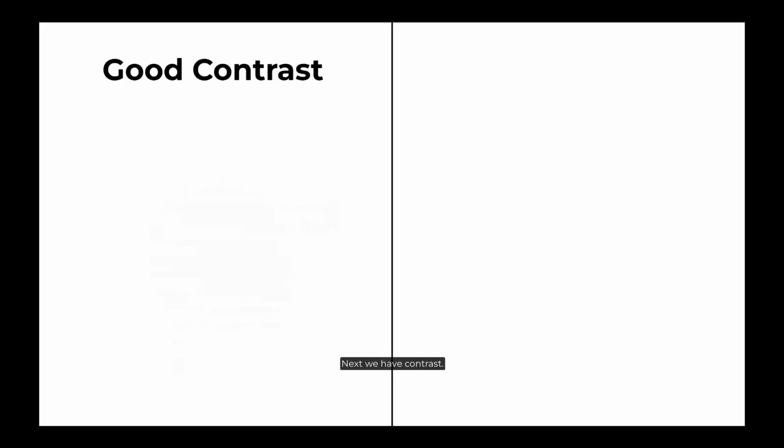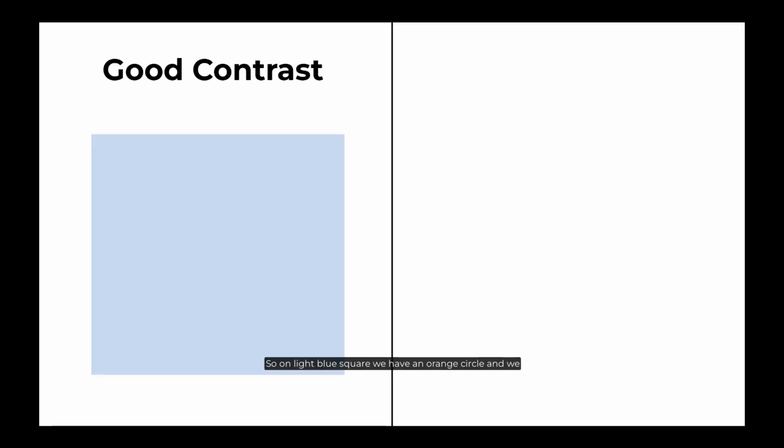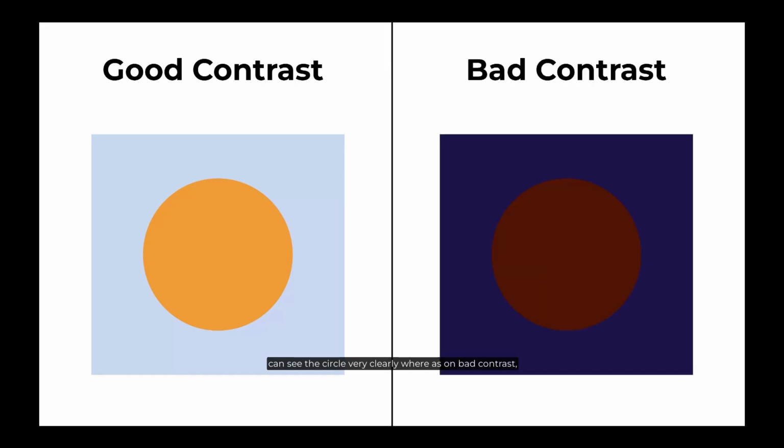Next, we have contrast. So this is an example for a good contrast. So on a light blue square, we have an orange circle and we can see the circle very clearly. Whereas on bad contrast, we can't see it. It is a dark violet and a darker orange. And it is of very bad contrast, so we can't see it clearly even though it's there.